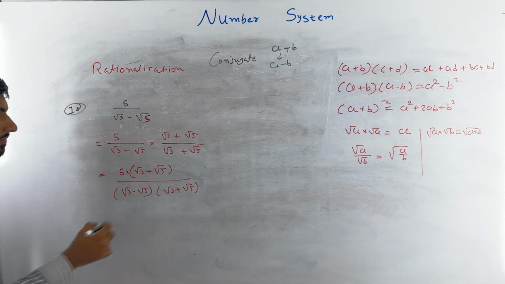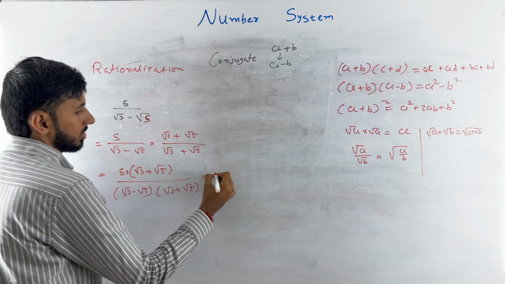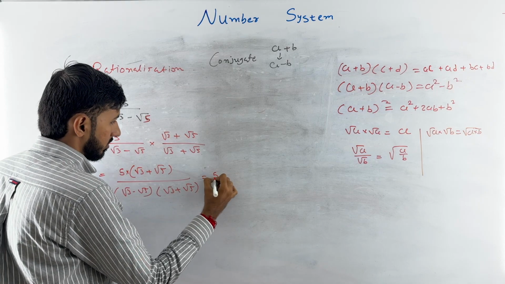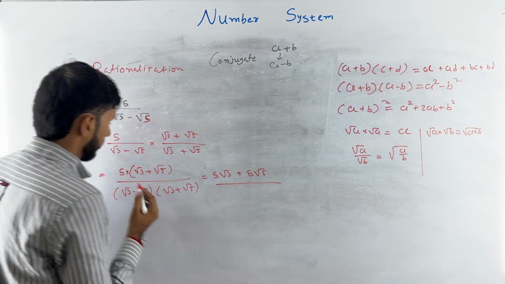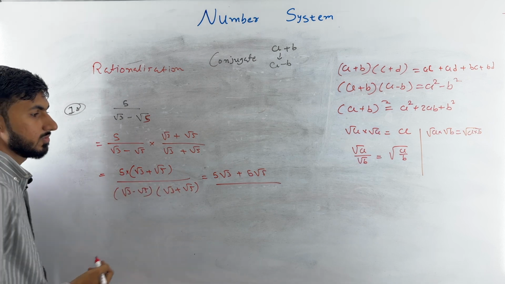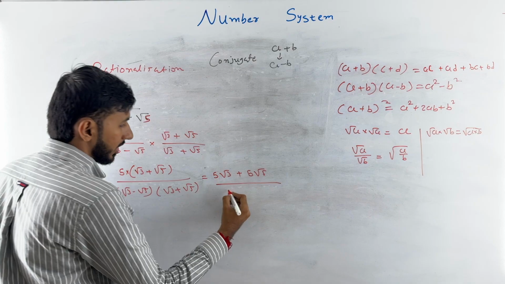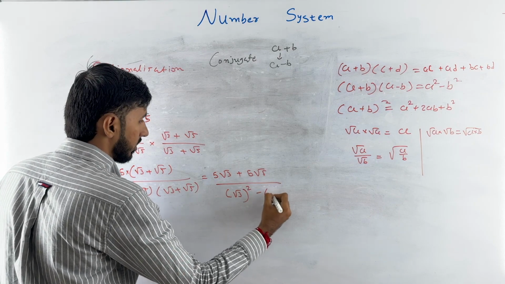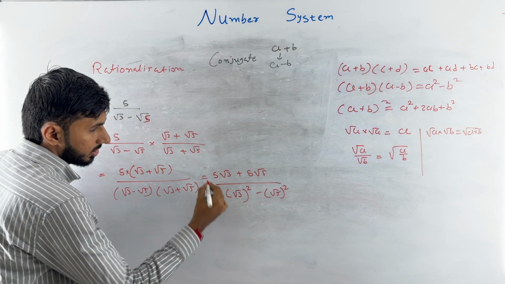Very easy, right? Now 5 multiplied by root 3 plus root 5, this is the distributive property. So very simple: 5 root 3 plus 5 root 5. Just multiply 5 with both these numbers. Now in the denominator it is in the form of a minus b and a plus b, so my answer will be a square minus b square. Here root 3 is a and root 5 is b, so a square minus b square, right?